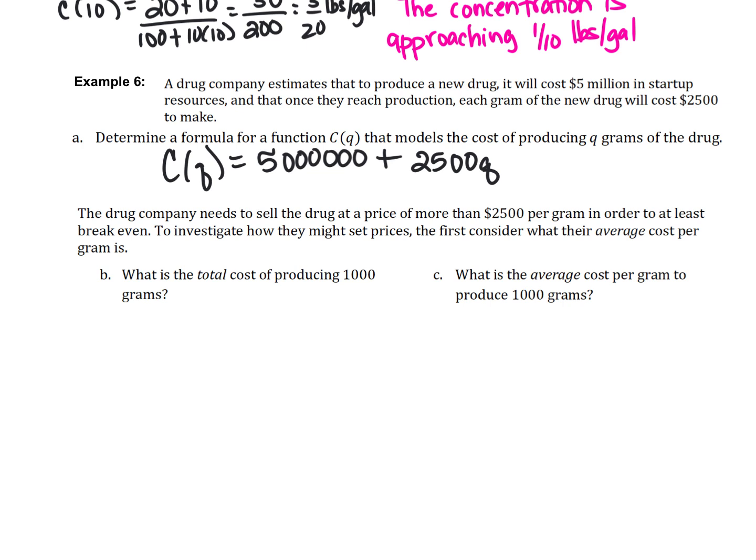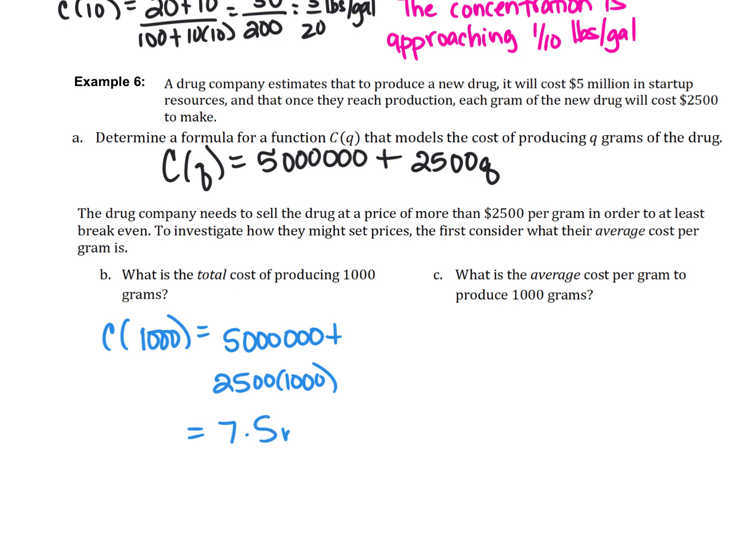All right. So that's a lot of money. Okay. Now, they need to sell the drug at a price more than $2,500 per gram in order to at least break even. So to investigate how they might set prices, let's first consider what the average cost per gram would be. What would be the cost of just producing 1,000 grams? Well, let's see. Let's plug that in. C of 1,000. So I do 5 million plus 2,500 times 1,000, that'd be another what, 2.5 million? So $7.5 million. Whoosh, that's a lot of money.